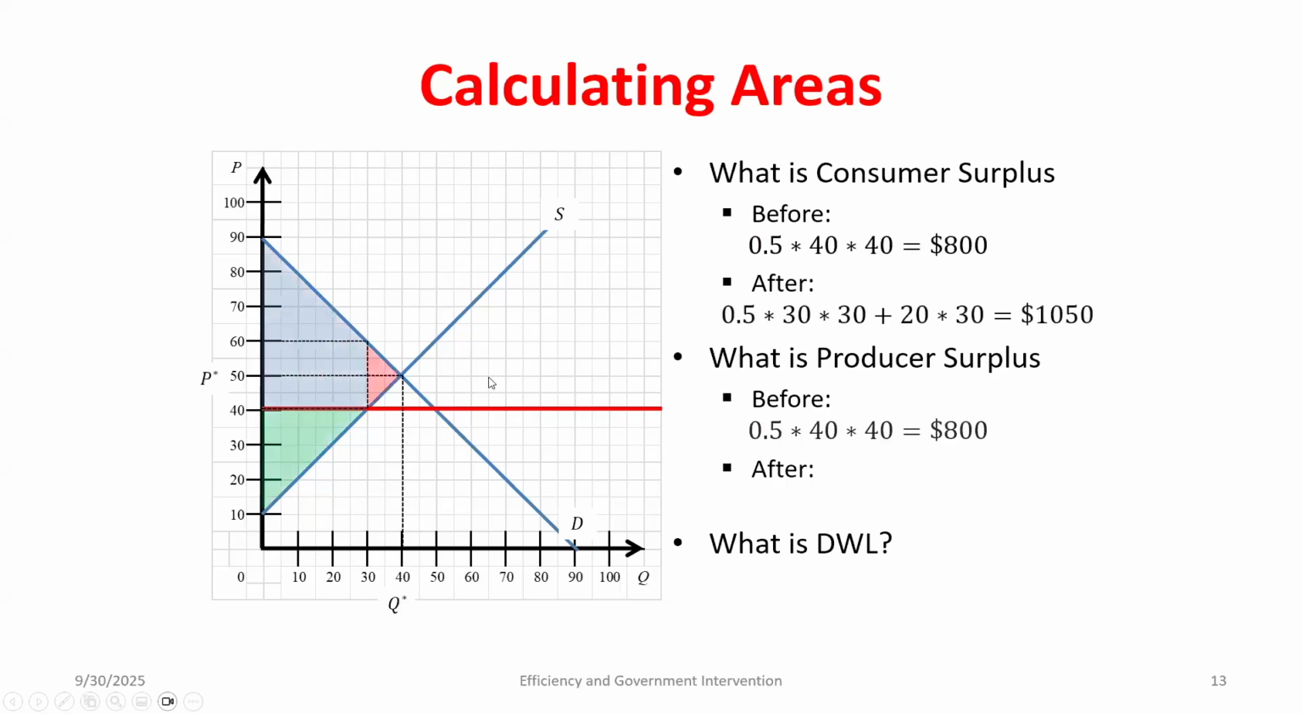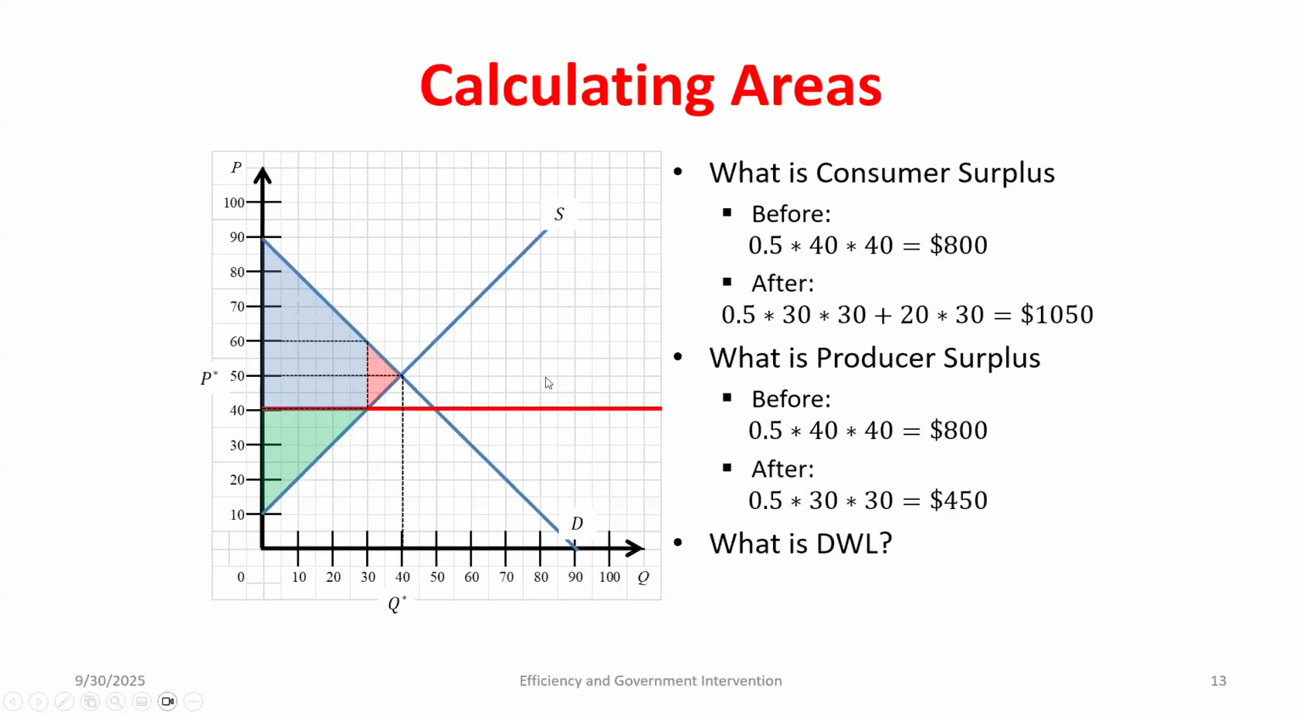So what was my total surplus before the price ceiling? 1,600. What was it after the price ceiling? Producer plus consumer surplus would be 1,500. So what was the loss of surplus? That represents deadweight loss. That should be a value of how much surplus was lost. I went from 1,600 to 1,500. 100, right? It's not a trick question, right? We went from 1,600 to 1,500.